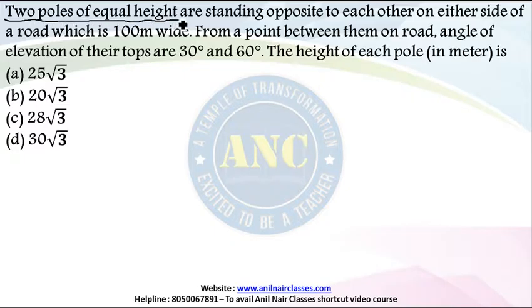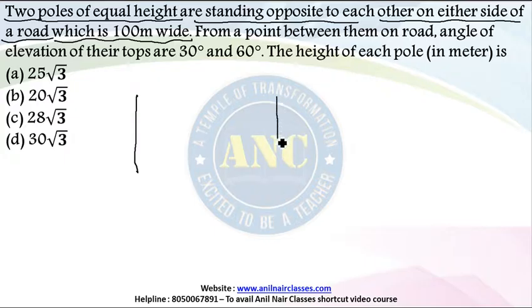Two poles of equal height are standing opposite to each other on either side of a road which is 100 meter wide. That means there is a pole called AB. There is another pole called CD or ED, whatever you want you can take it. These poles are of equal height. Both have absolutely the same height. That is what they have given in the question.